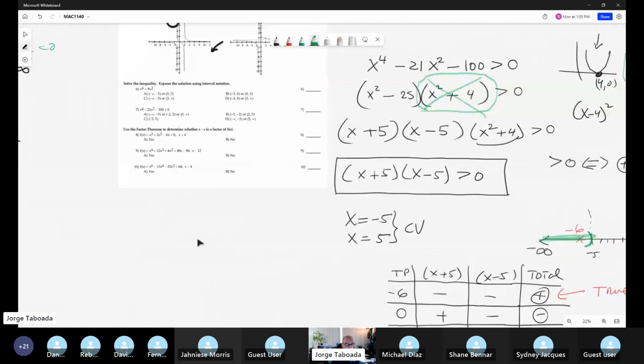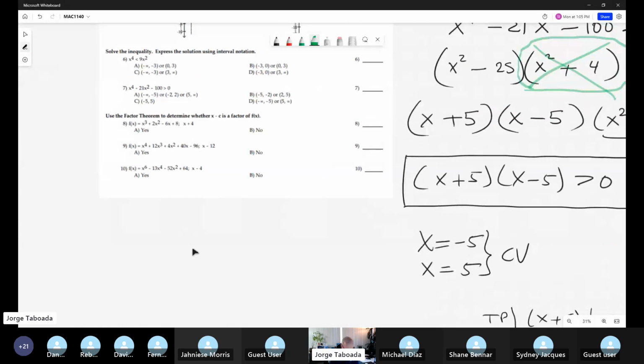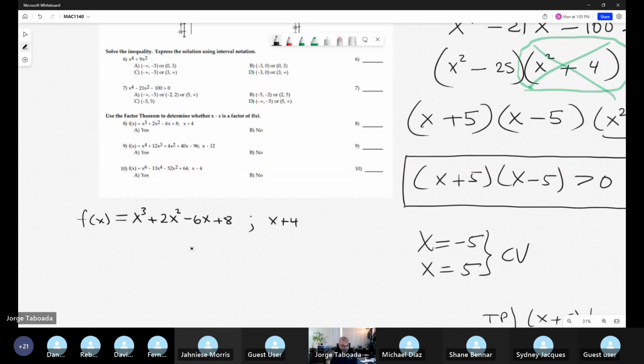Okay, let's move on to number 8. It's super easy. Number 8 gives one polynomial, f of x equals x cubed plus 2x squared minus 6x plus 8. This is typical notation. You put a semicolon and x plus 4. The thing is, I investigate if the factor x plus 4 belongs to the polynomial or not. There are many ways to do this. I want to do it in 2 different ways, and you decide which way you prefer.